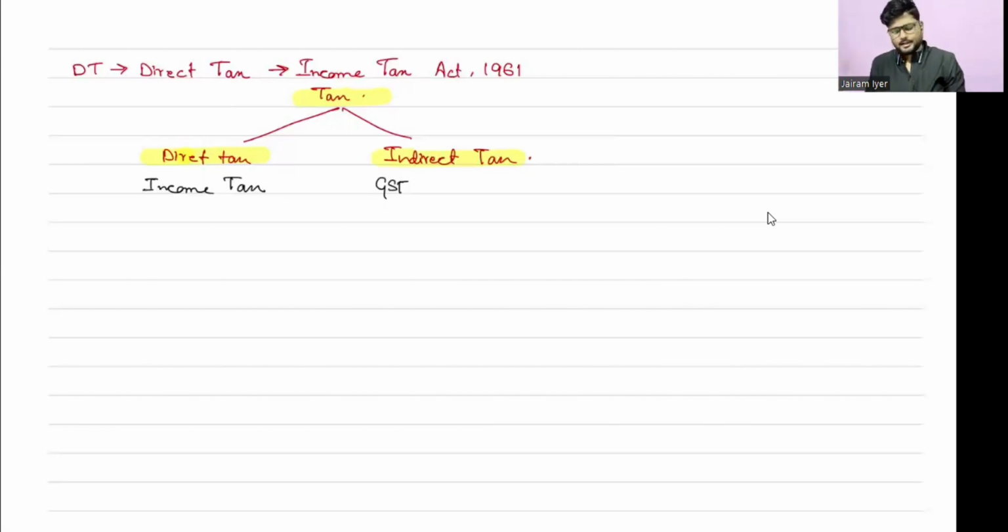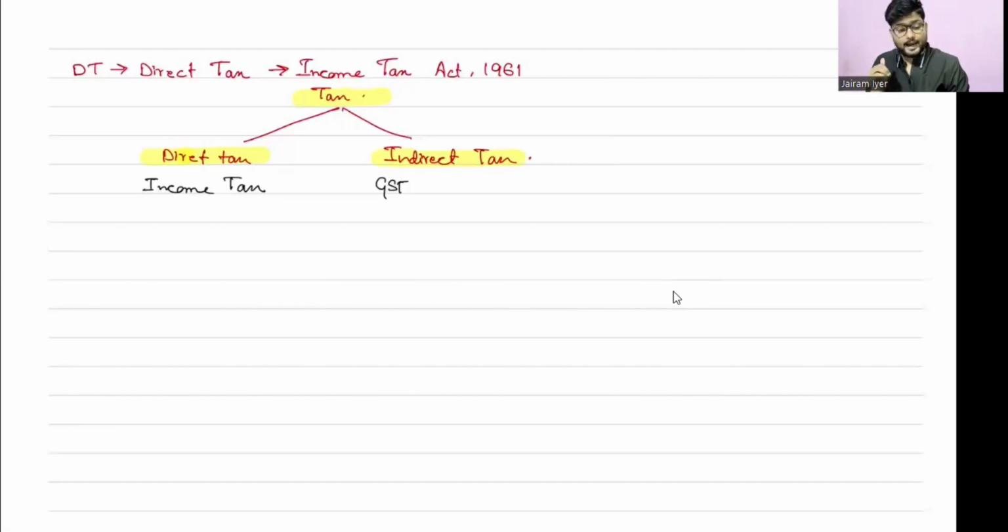It is directly on your income. That means if I am earning something and I am liable to pay income tax, then I have to take the money out of my pocket and pay it to the government.